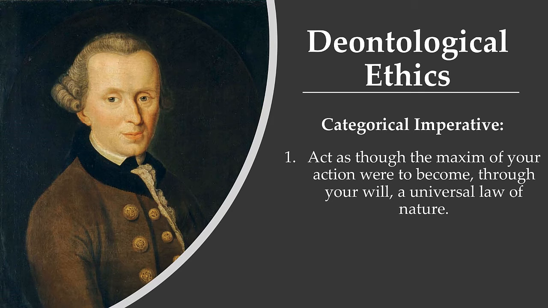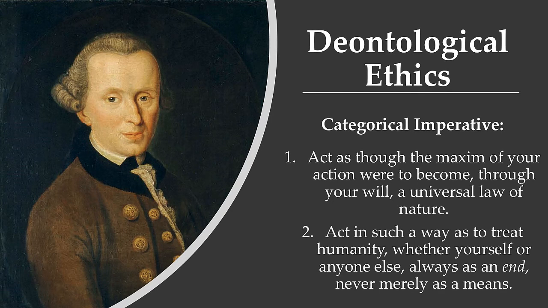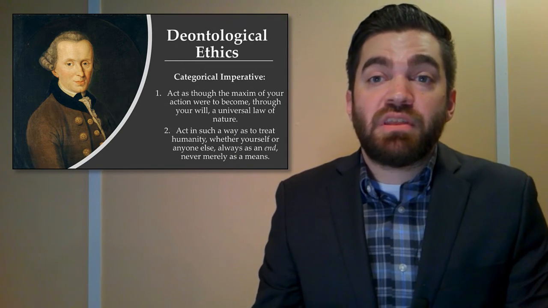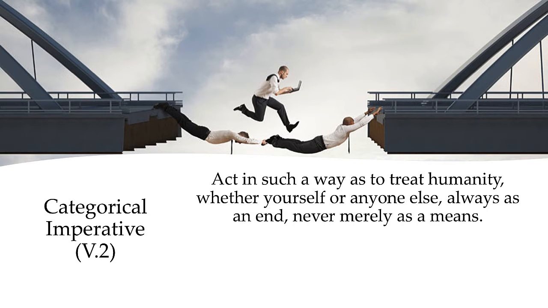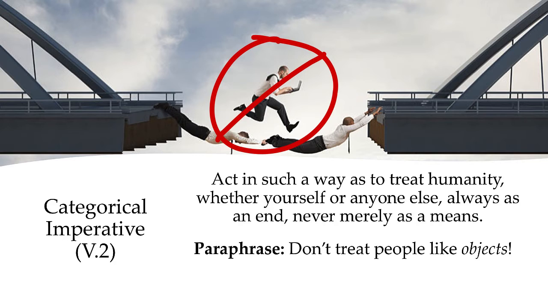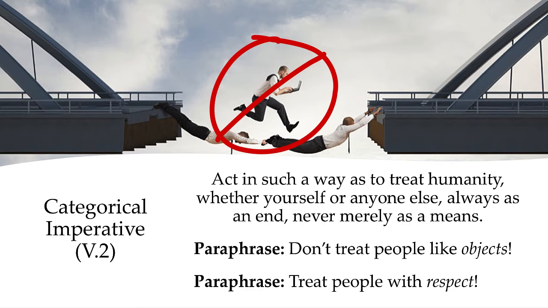The second version of the categorical imperative reads like this. Act in such a way as to treat humanity, whether in your own person or in that of anyone else, always as an end and never merely as a means. So for Kant, people have a kind of inherent dignity, given that they're rational beings. And so the second version of the categorical imperative is basically just telling you, never treat a person like a mere object. You shouldn't just use people like objects, because that's beneath their dignity as rational beings. So you should always treat every person as an end in and of themselves. You should treat them with respect and with the dignity that they deserve.